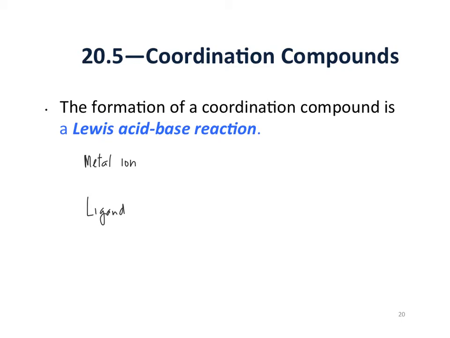My use of the word electron donating in the previous slide probably clued you into the fact that coordination compound formation is just Lewis acid-base chemistry. Effectively, our metal ion is acting as our Lewis acid. The metal ion is the Lewis acid, the electron pair acceptor, and the ligand is the Lewis base. It's the electron pair donor.